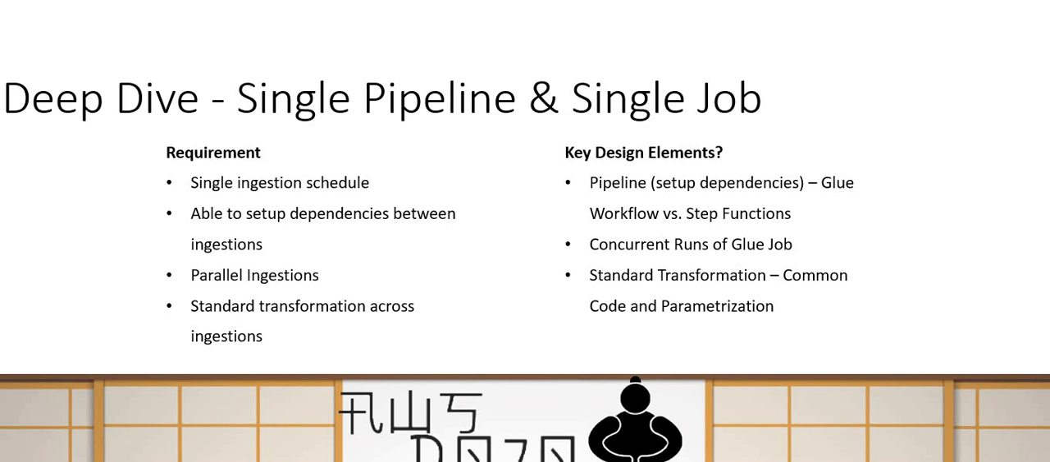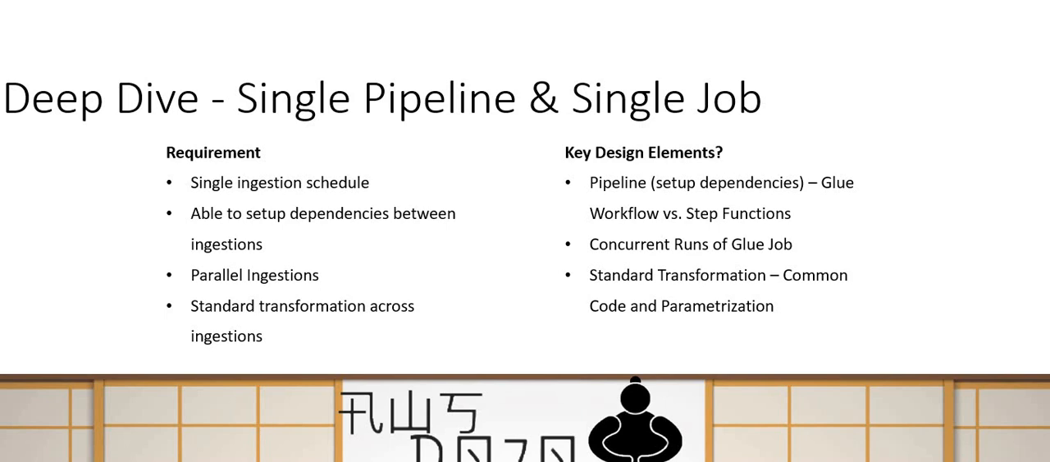Second one is, how can I configure my Glue job to run concurrently? Now there would be a scenario where parallel ingestions are happening. 10 tables I want to ingest in parallel in a single pipeline. That means my Glue job will do a concurrent parallel run. How do I configure for that?